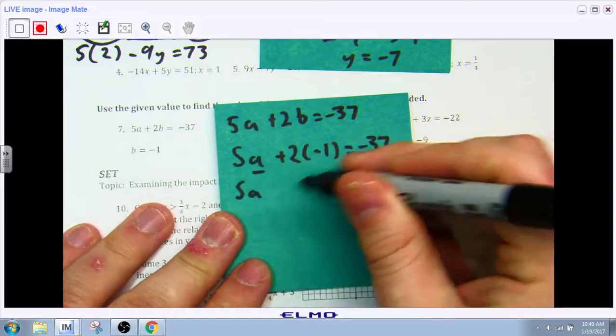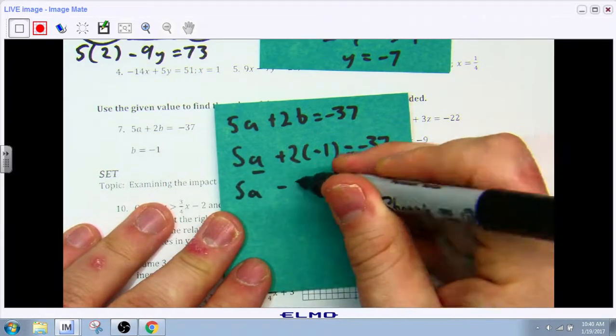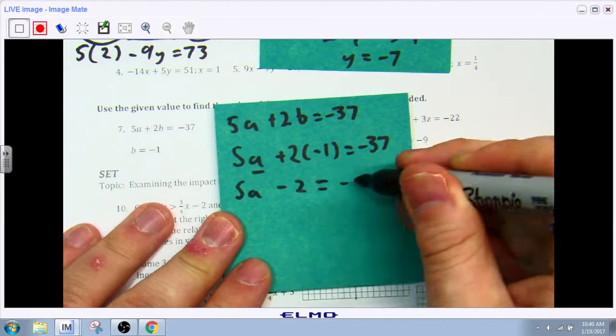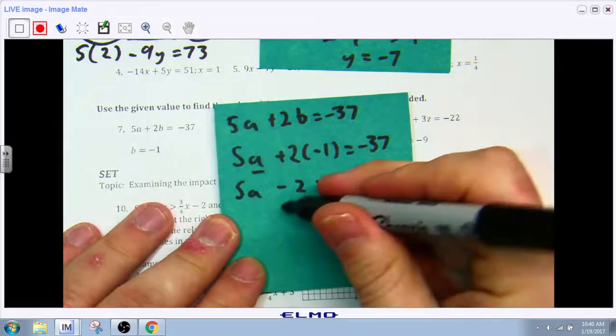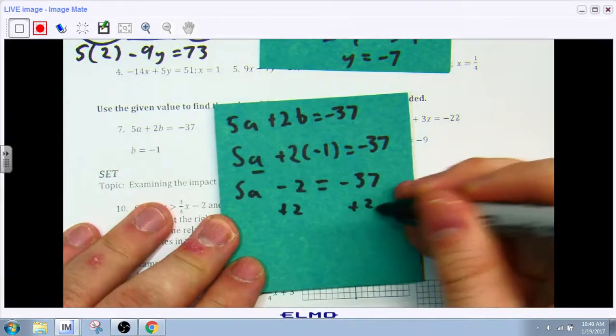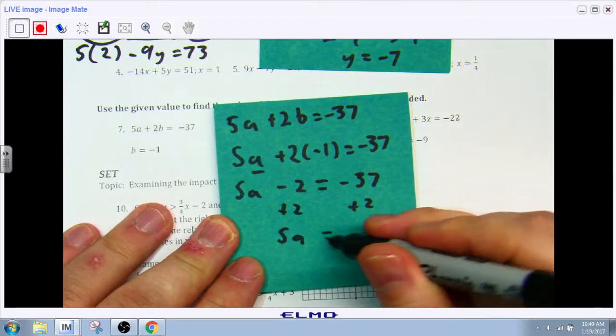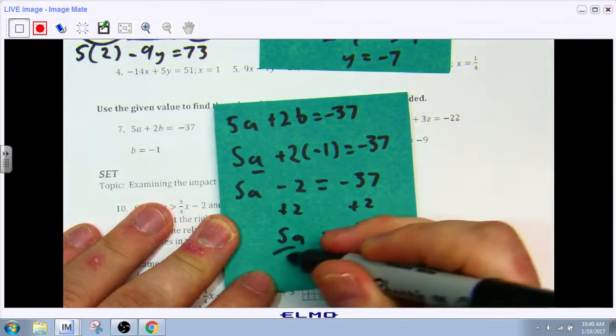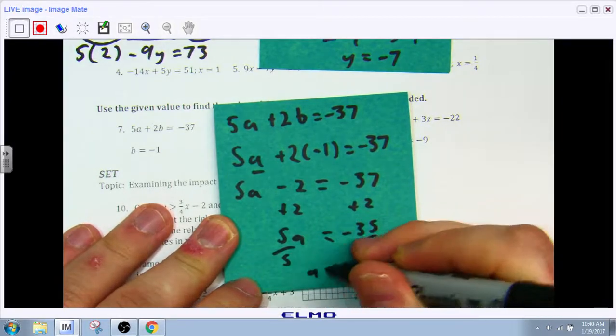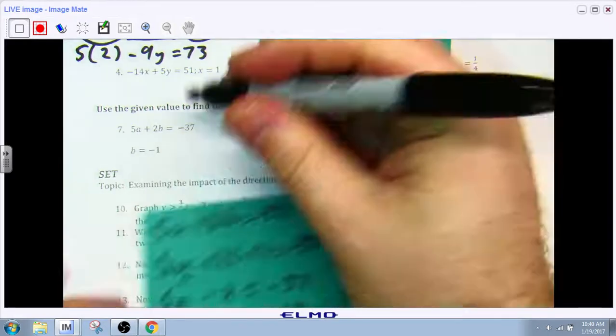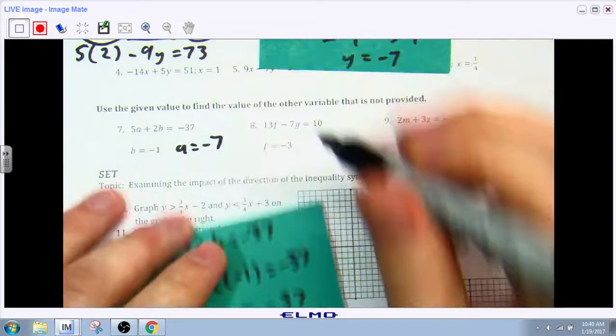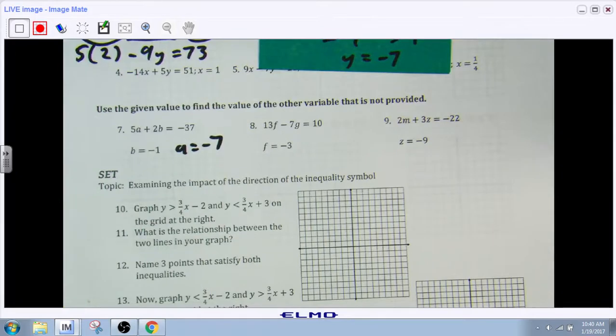So 5a, 2 times negative 1 is minus 2, so that's going to equal negative 37. We'll then add 2 to both sides to get 5a equals negative 35, and we will divide by 5. a equals negative 7. And so that's all that we're doing, taking this one step at a time to be able to do that.